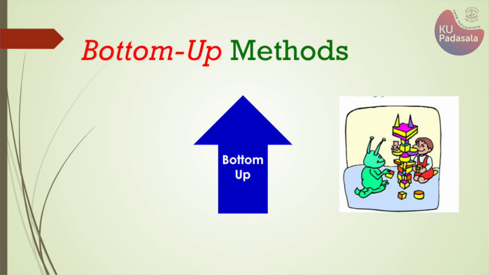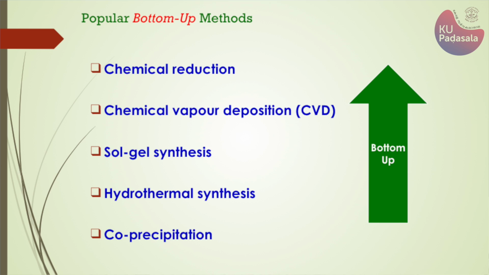Now we can move on to the second strategy, that is the bottom-up method for the preparation of nanomaterials. Moving on to popular bottom-up methods. These are very popular bottom-up methods: chemical reduction, chemical vapor deposition or CVD, sol-gel synthesis, hydrothermal synthesis and co-precipitation. These are the various methods that we are discussing here.